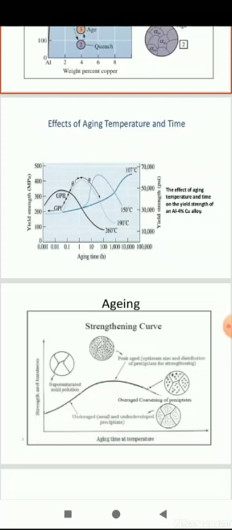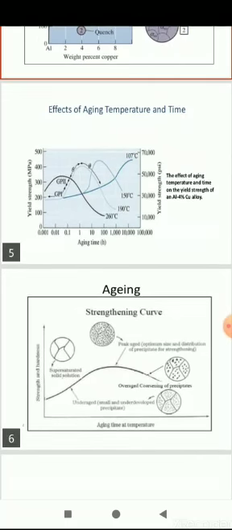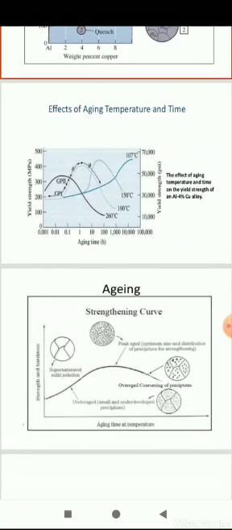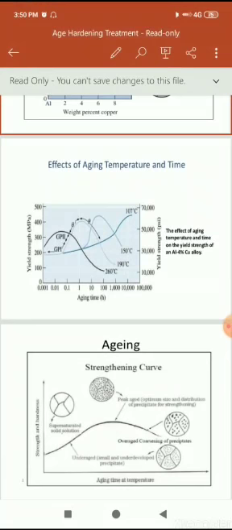The temperature and the aging time decide the yield strength. That is the main scenario for this graph of the effects of aging temperature and time. And this is slide number 6, the aging curve. What is the meaning of the aging curve? It shows the aging time at a temperature against strength and hardness. The graph slightly increases, reaches a maximum level, and then decreases.